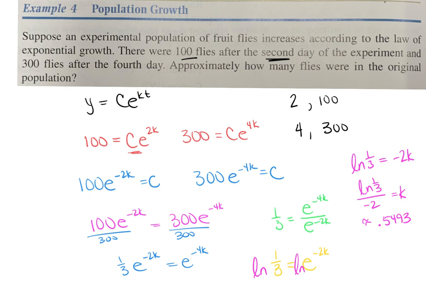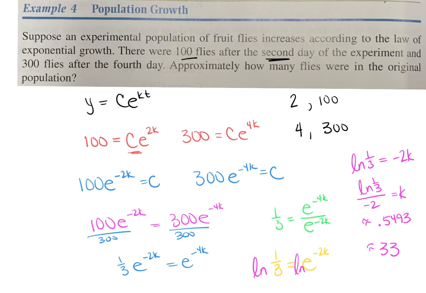All right. That helps me find my k. What do I also need to find? I need to also find my C, right? You can plug this k into either one of these to find your C. It doesn't matter which one. If you were to plug it in here, 100 e to the negative 2 times that k I just solved for, you're going to get C equals approximately 33 fruit flies.